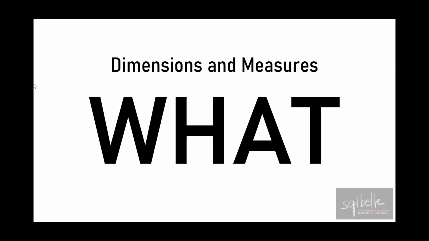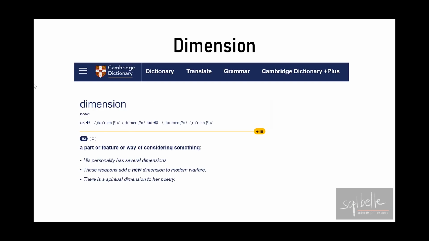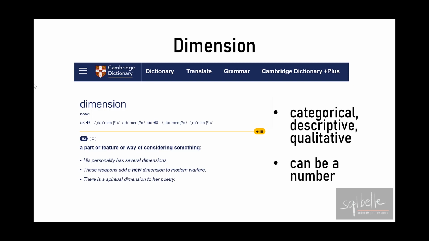Dimensions and measures are the what. It's what the data is. It's what the data represents. It's the meaning of that data. Borrowing a definition from the Cambridge Dictionary, a dimension is a part or feature or way of considering something. So we can say that a dimension is categorical, it's descriptive, and it's qualitative. It talks about the qualities of something. And this does not necessarily have to be a word. This can be a number.